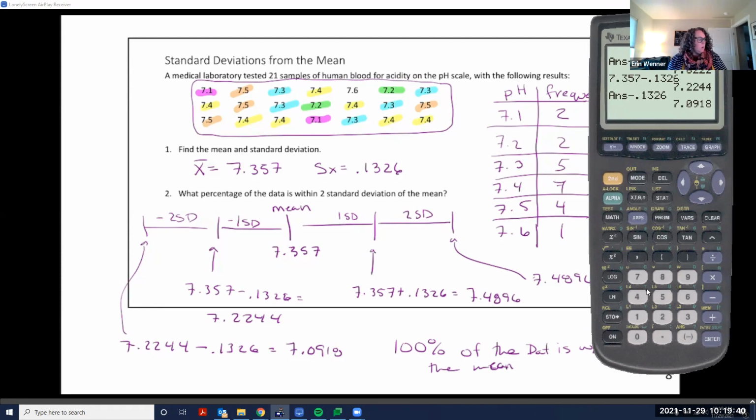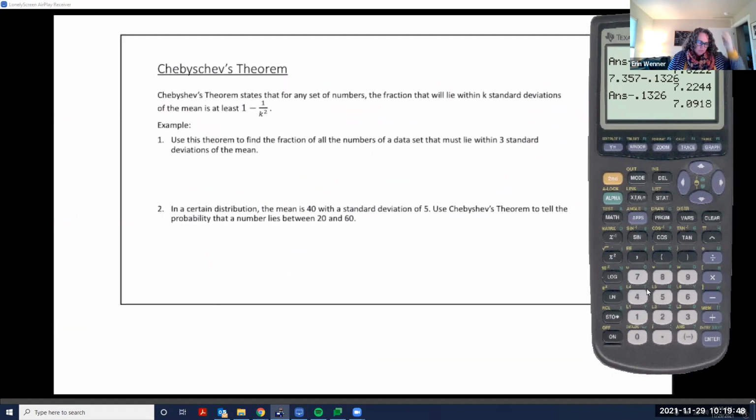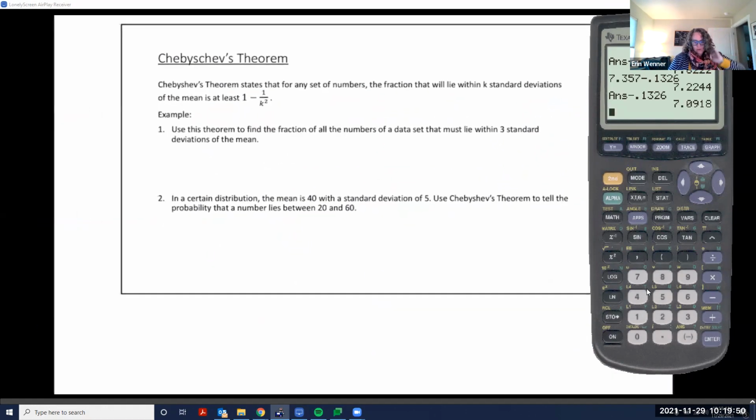So we have one last theorem in this chapter, which is Chebyshev's theorem. Chebyshev's theorem states that for any set of numbers, the fraction that will lie within k standard deviations of the mean is at least 1 minus 1 over k squared. It says to use this theorem to find the fraction of all the numbers of a data set that must lie within 3 standard deviations of the mean.